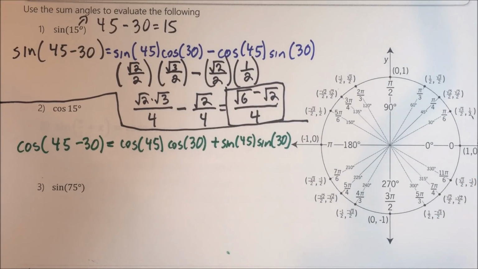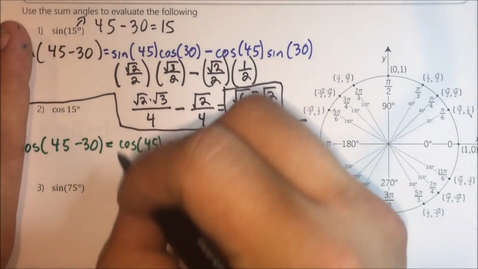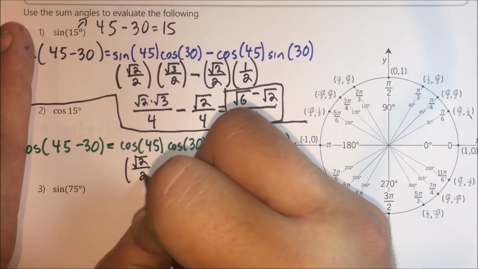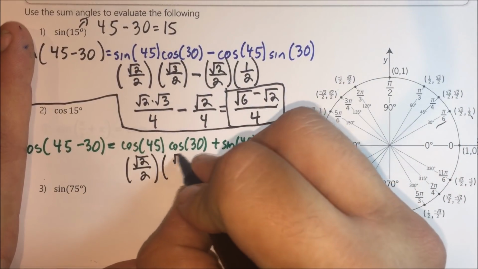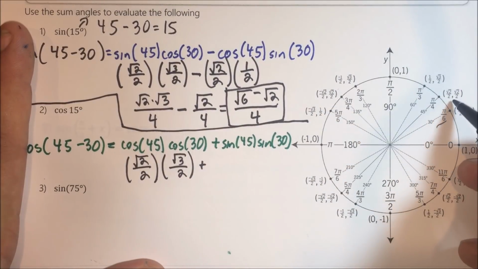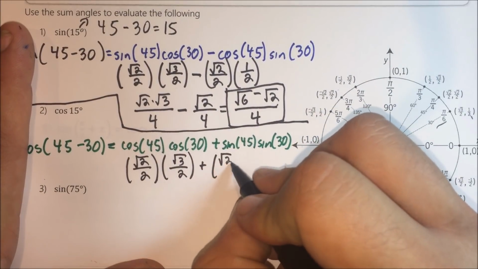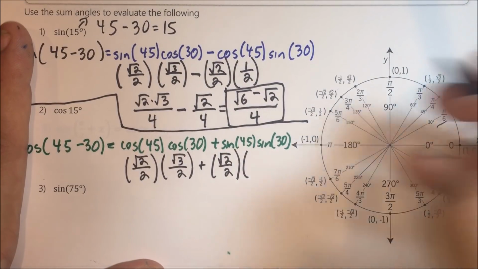Okay, so then at this point, we go to our unit circle and we see if we have any values that match those. So cosine of 45, that looks like that's just the square root of 2 over 2. Cosine of 30, that looks like that is just the square root of 3 over 2. Sine of 45, that is the square root of 2 over 2. And sine of 30, that looks like that's going to be 1/2.